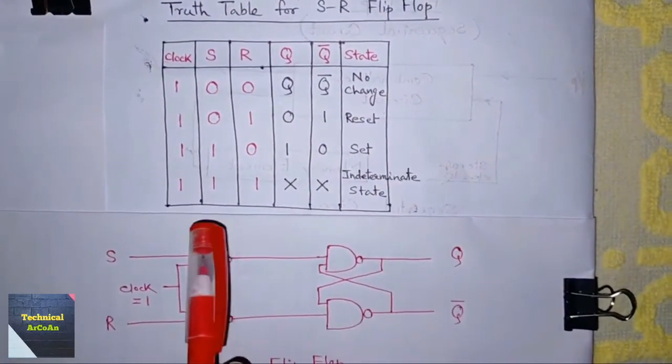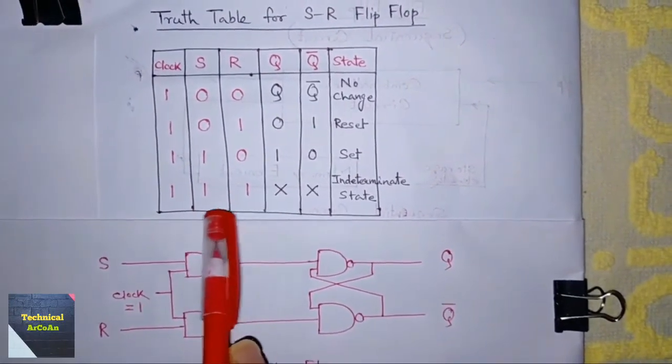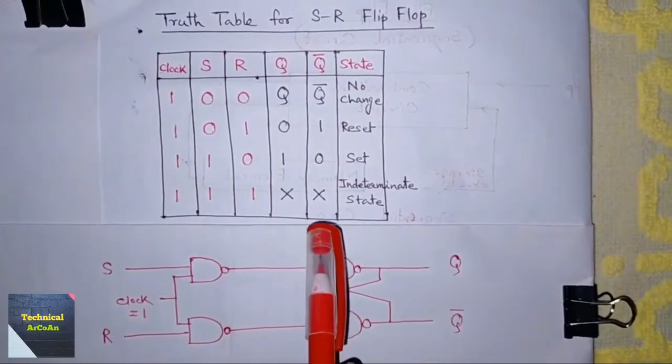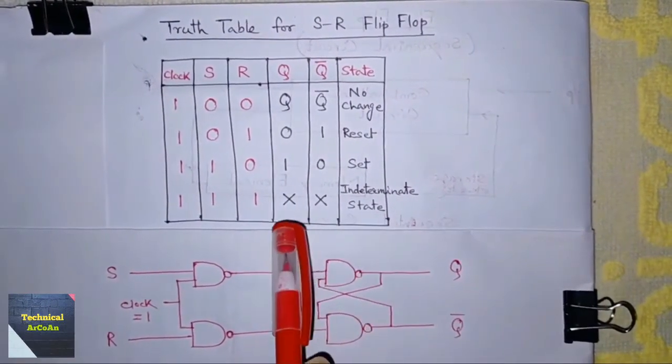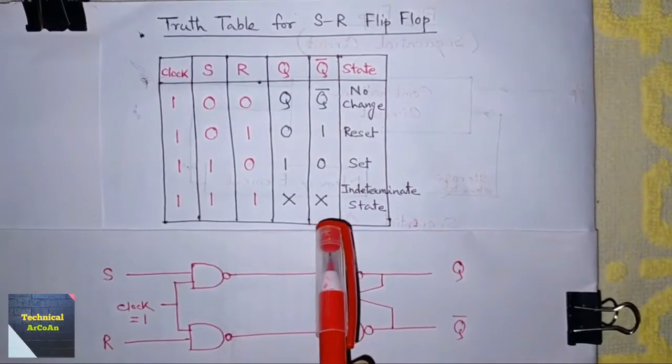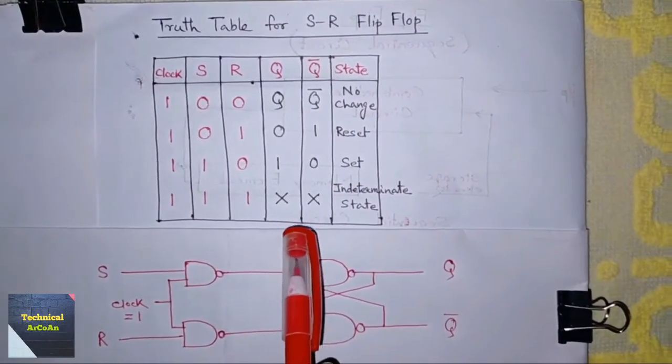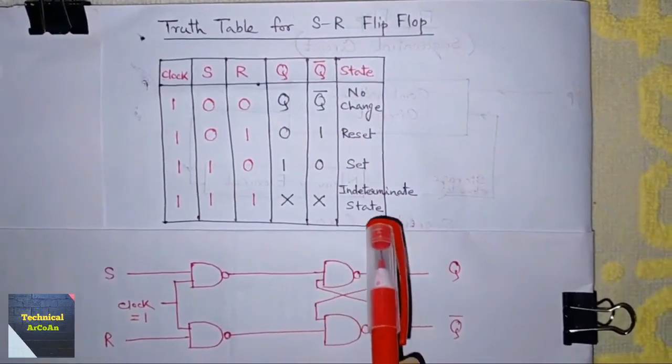But when S and R are both 1, this is known as the indeterminate state. What happens here is that Q and Q complement would get the same value, which is not possible. That's why this is an indeterminate state.